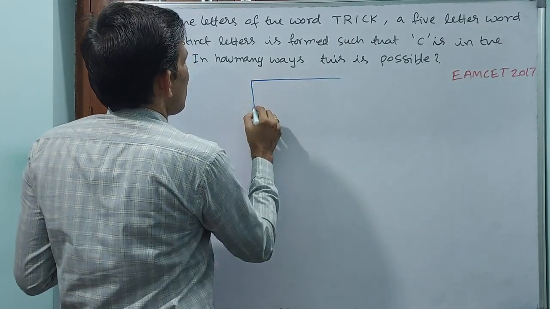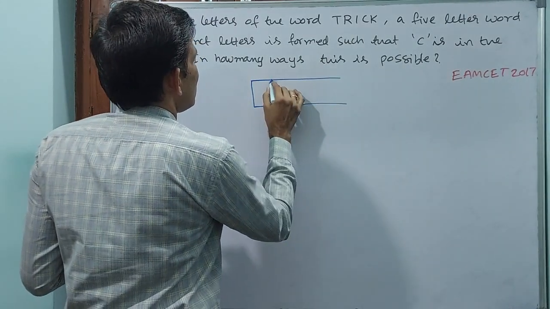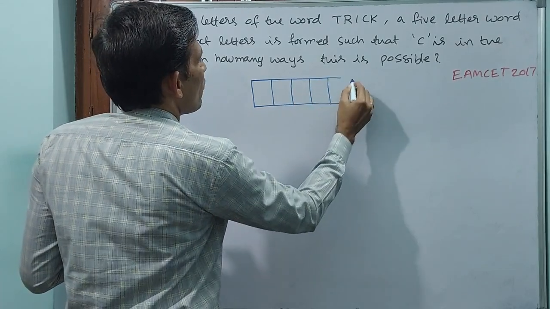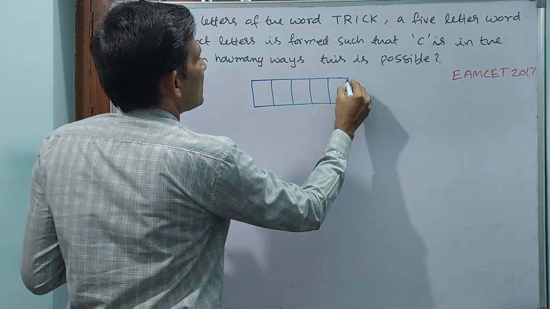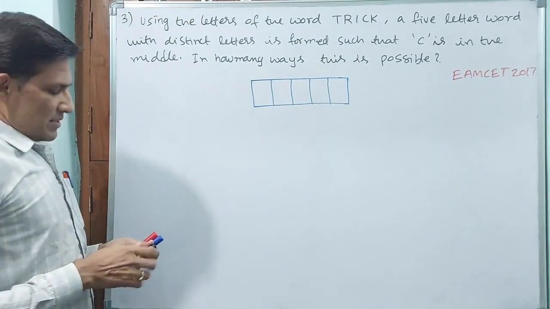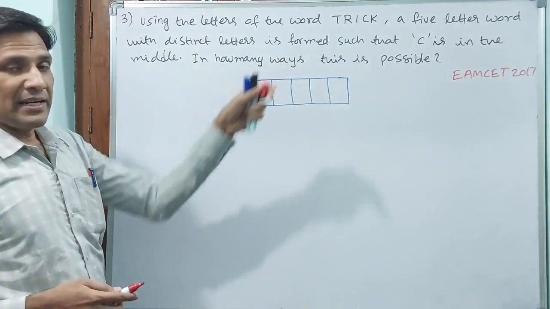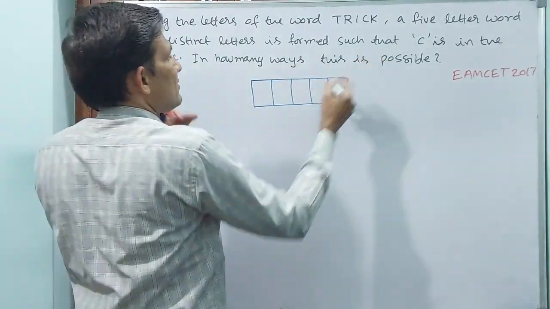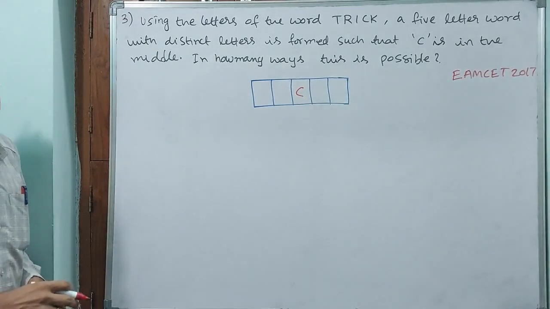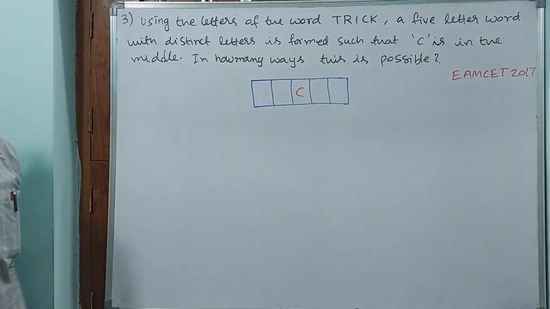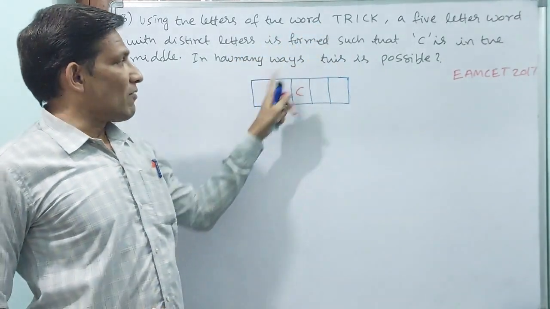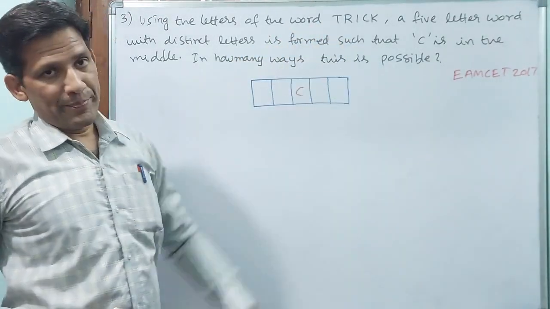See, I am keeping one box, say 1, 2, 3, 4, 5, okay? See, among 5 boxes, the center box, middle means center only, no? This is fixed with the C. That means one box is fixed, that's all. How many boxes are left? 4 boxes are left. You have to make a word with these 5 letters only.